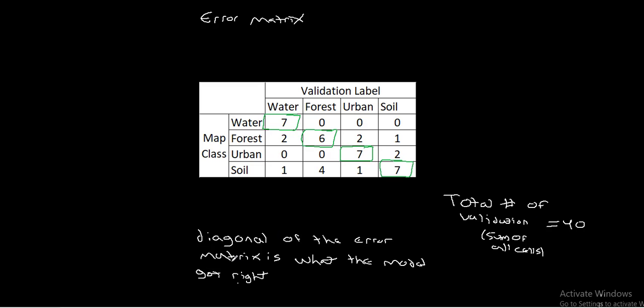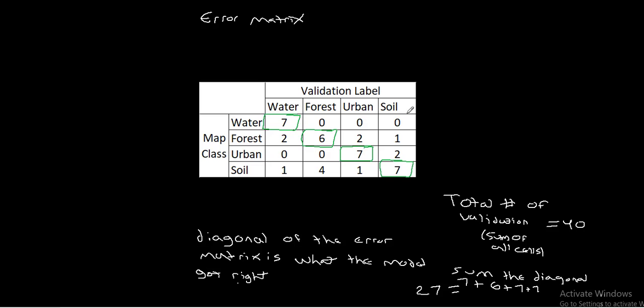Okay? We can get the diagonal of the error matrix, which is what the model got right, right? So if we sum the diagonal, that'd be 7 plus 6 plus 7 plus 7. That's going to be 21 plus 6 is going to be 27. Right, so that's two things we can do. We can sum the entirety of all of the cells, and we can sum the diagonal, which is the parts we got right.